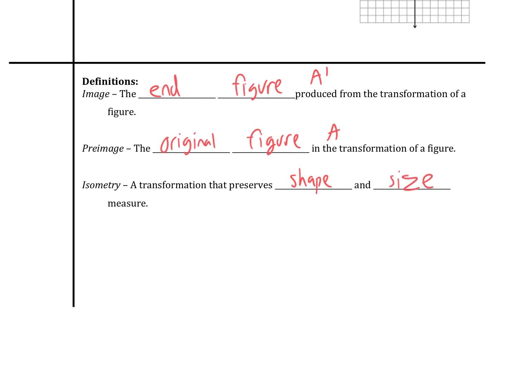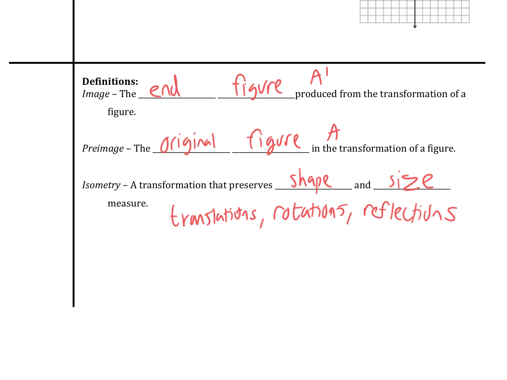Some examples of isometries are translations, rotations, and reflections. Basically, these keep the shape and size the same, but they may rotate or flip around, changing either location or orientation.